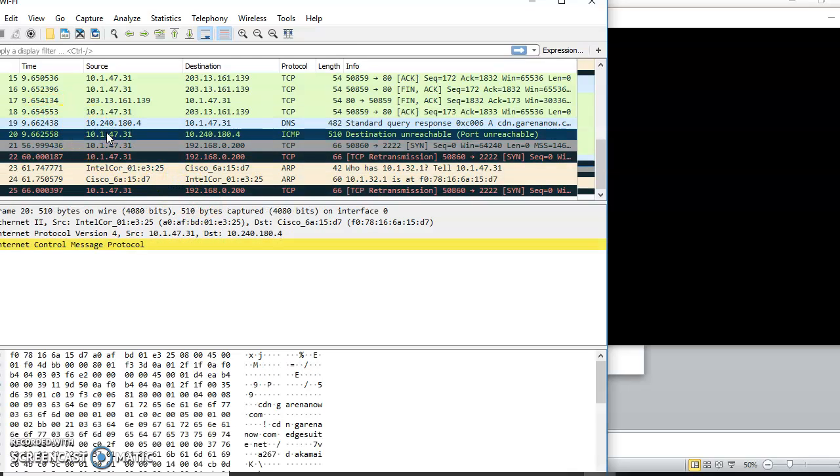As you can see right over there, that's our ICMP packet, and that's our message right over there: destination unreachable, port unreachable. Okay, so as I mentioned earlier, that's one of the types of messages that you can find on the ICMP set of messages.